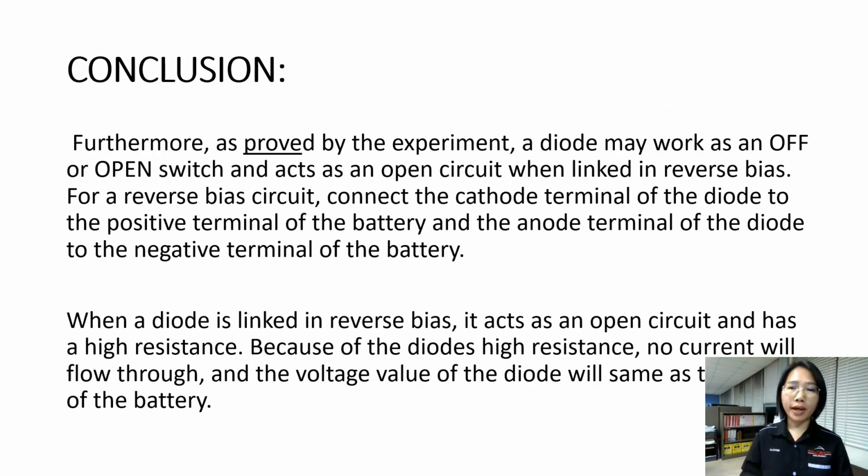Furthermore, as proved by the experiment, a diode may work as an off or open switch and acts as an open circuit when linked in reverse bias. For a reverse bias circuit, connect the cathode terminal of the diode to the positive terminal of the battery and the anode terminal of the diode to the negative terminal of the battery. When the diode is linked in reverse bias, it acts as an open circuit and has a high resistance. Because the diode has higher resistance, no current will flow through and the voltage value of the diode will be the same as the voltage of the battery.